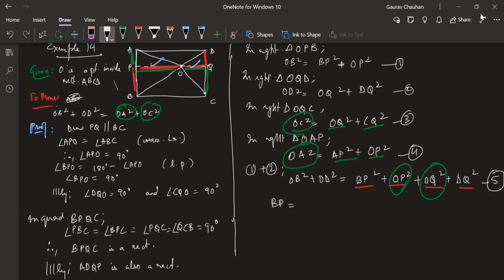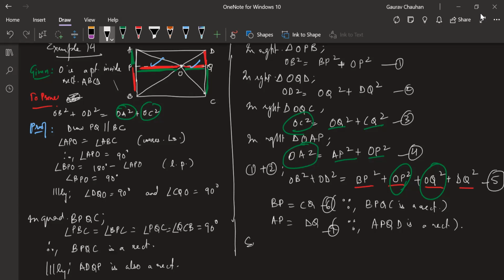BP will be equal to CQ, since BPQC is a rectangle, and also AP will be equal to DQ, since APQD is a rectangle. This we have shown above. So let's take this as equation 6, this is equation 7.